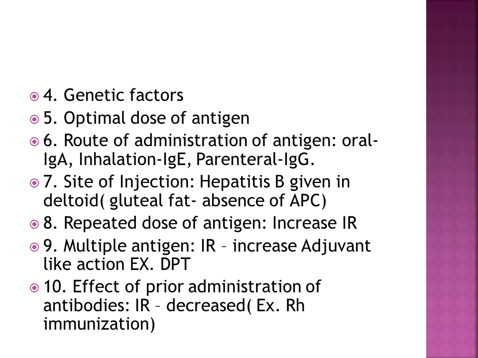Then the effect of prior administration of antibodies. So the immune response is decreased. An example of that is Rh immunization. In that, if the Rh immunoglobulin is given, then Rh antibodies are not produced, and that is used in the treatment or prevention of hemolytic disease of the newborn.